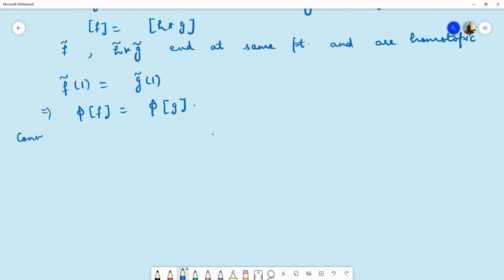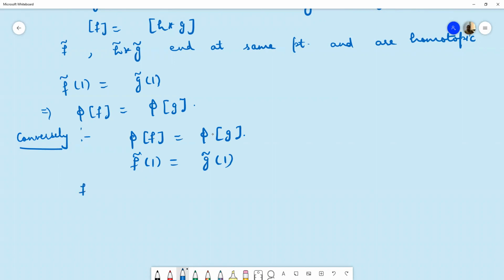Now conversely, we will prove that if phi of f is equal to phi of g, then the homotopy class of f belongs to H star the homotopy class of g. So now let us assume phi of f is equal to phi of g. Now if these two are the same, then by definition of phi, f curl 1 and g curl 1 are the same. That means f curl and g curl end at the same point of the space E.